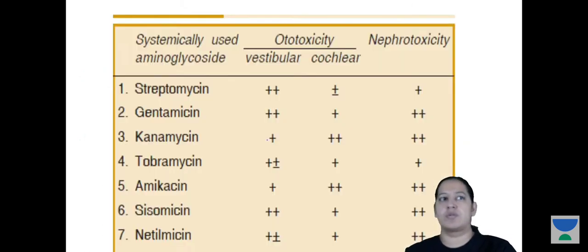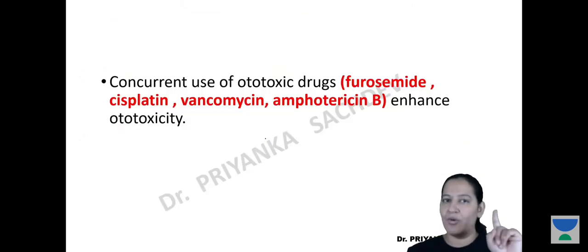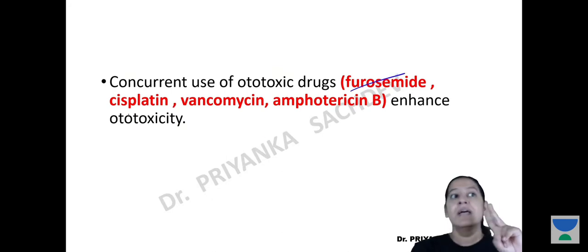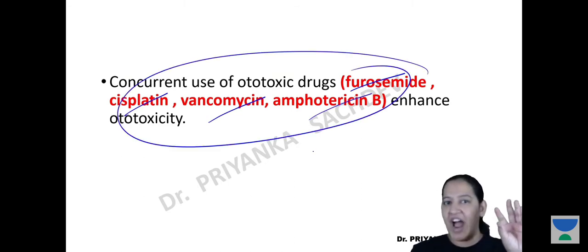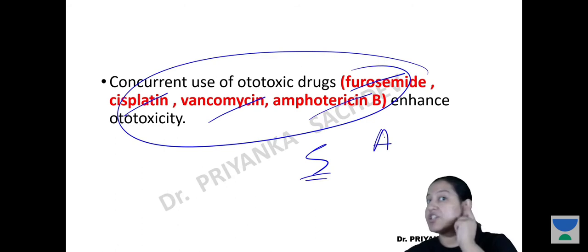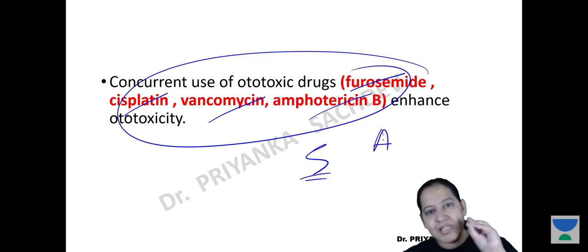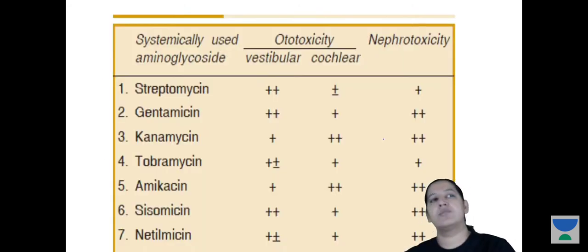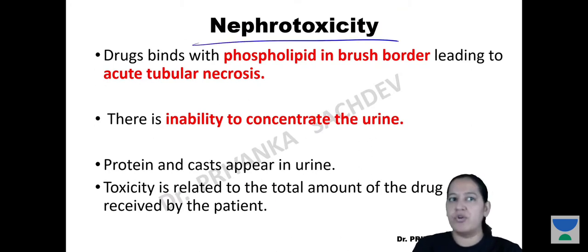That is ototoxicity. So never give an aminoglycoside with other drugs which cause ototoxicity, like furosemide, cisplatin, vancomycin and amphotericin B. So these are the 5 drugs: 4 of these and the 5th one is the aminoglycoside. Learn the list of 5 drugs which are toxic for the ear. That is ototoxicity. Coming to nephrotoxicity.